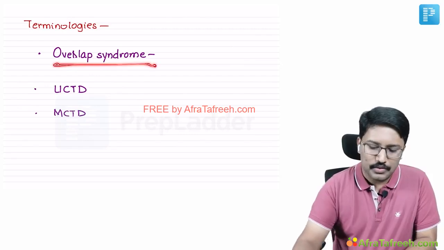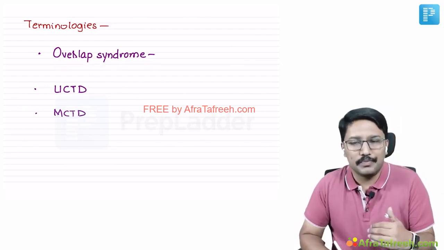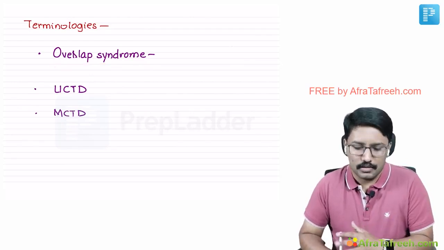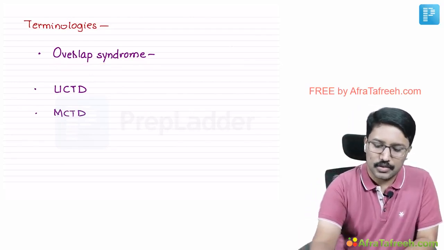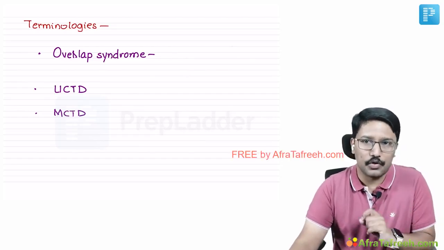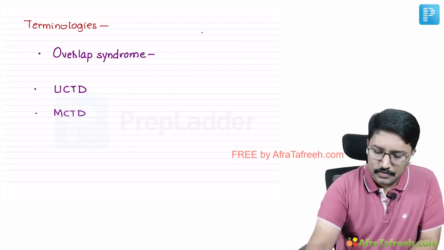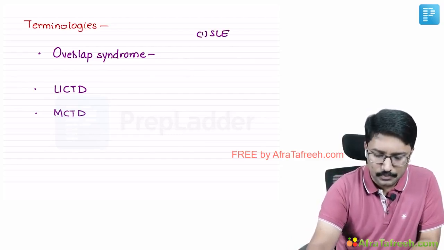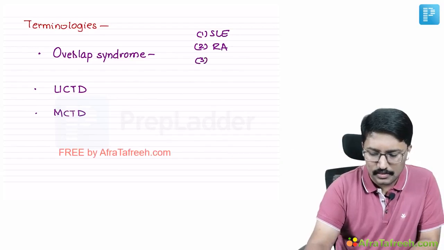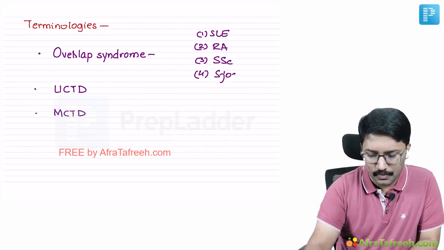Overlap syndrome usually refers to an entity where a patient shares characteristic features of more than one autoimmune connective tissue disorder, right? So what are the autoimmune connective tissue disorders? We know, broadly speaking, there are 5 major classes. The first one is our SLE, right? Then the second in the list is rheumatoid arthritis. Third in the list is systemic sclerosis. Then we have Sjogren's syndrome, right?